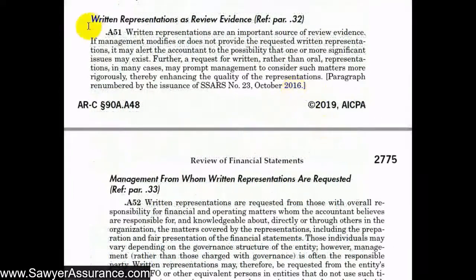Okay, here we're in the explanatory materials section, as it relates to the written representations that management provides us at the end of the engagement. Referring to their importance and their status as review evidence, these written representations could alert us to the possibility that one or more issues exist if management refuses to provide them or modifies them. Making management provide written representations puts them on the hook and gives them more of a sense of responsibility, and they consider those matters more rigorously.